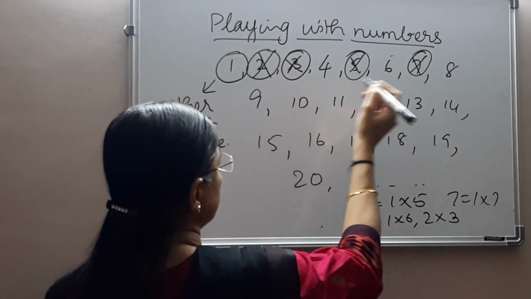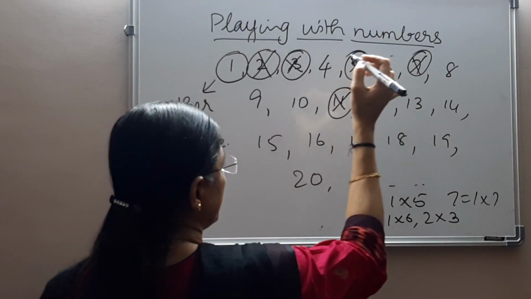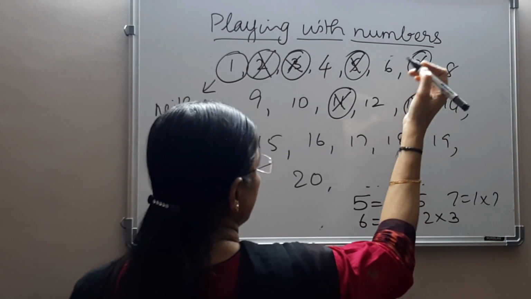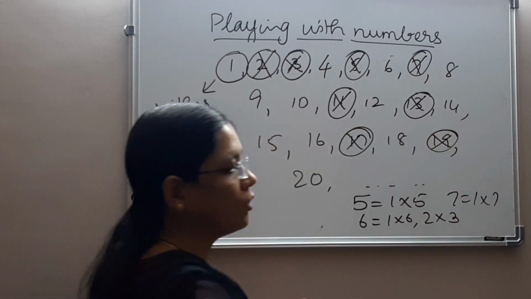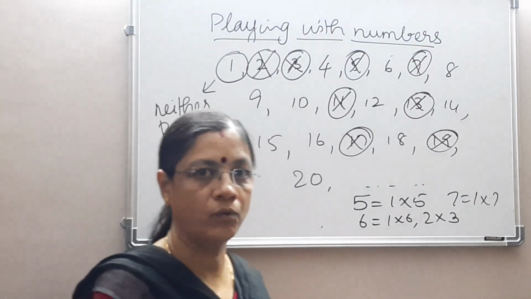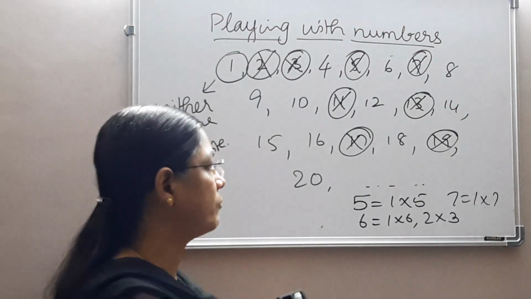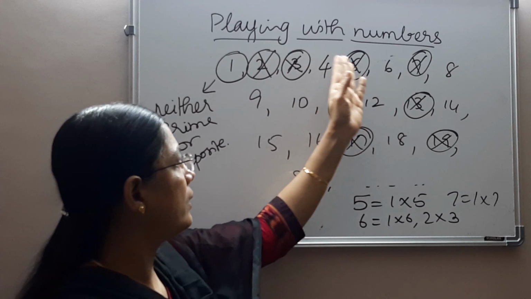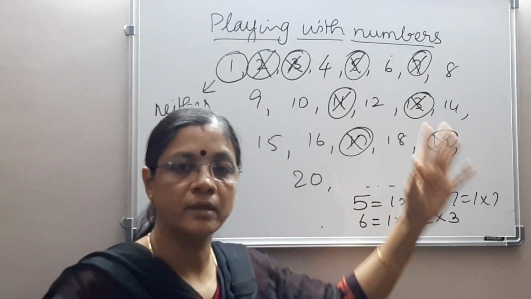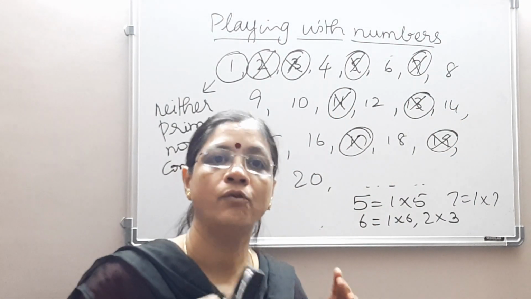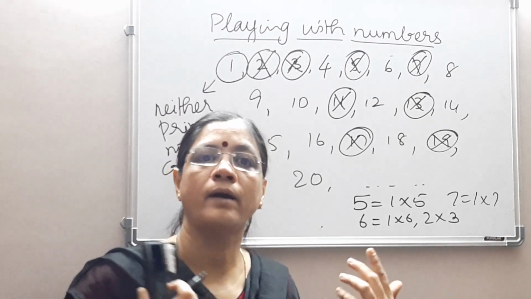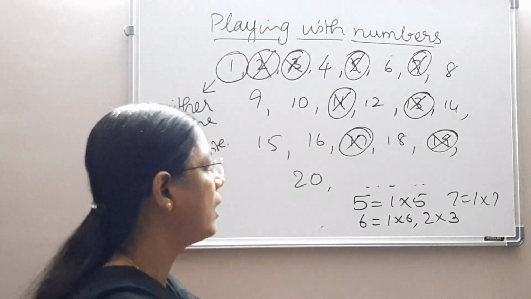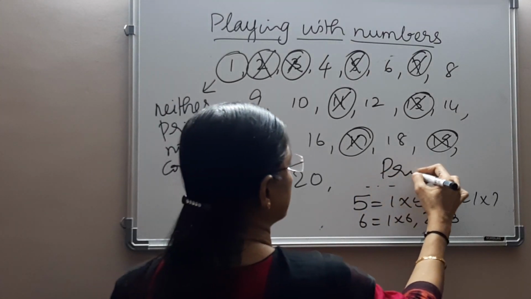See, 8, 9, 10 also have many factors. 13 doesn't have any factor other than 1 and itself. 17 and then 19, the list goes on. You can find out on your own. So wherever I put a cross in a circle, those circles all have factors 1 and itself. So the numbers which have factors 1 and itself are called prime numbers.